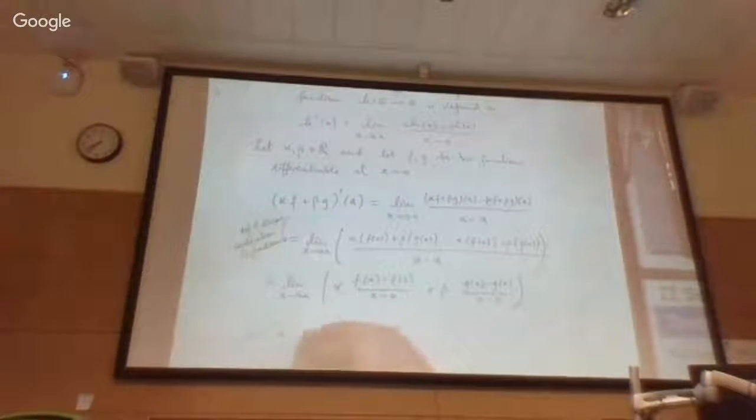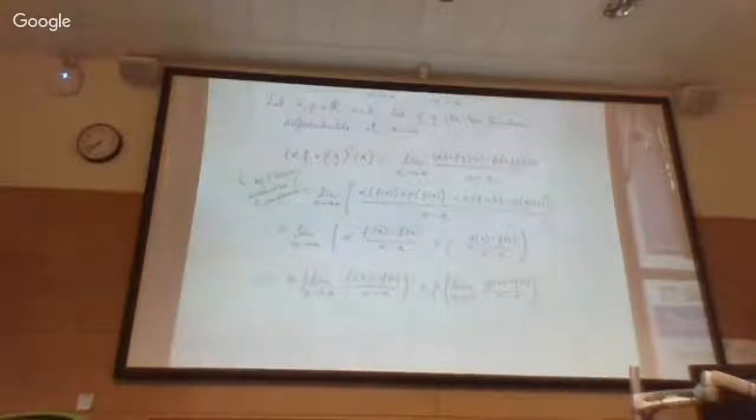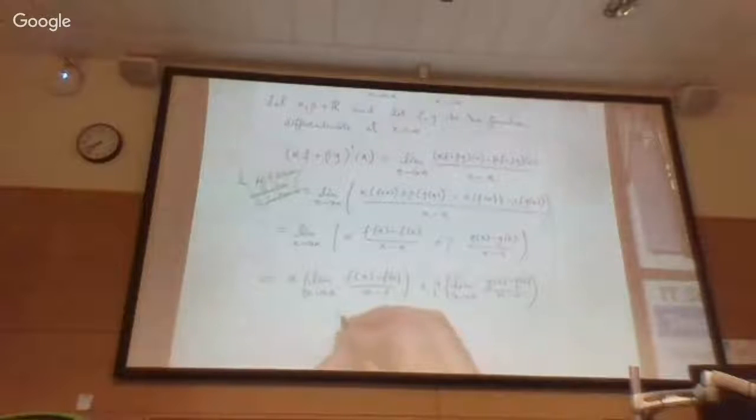So this is alpha times the limit as x approaches a of (f(x) minus f(a)) over (x minus a), plus beta times the limit as x approaches a of (g(x) minus g(a)) over (x minus a). And the justification that we're using there is crucial. So this is true by the algebra of limits theorem.